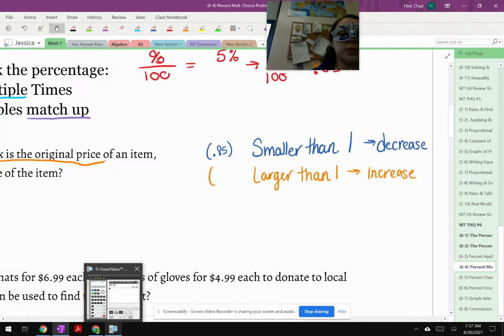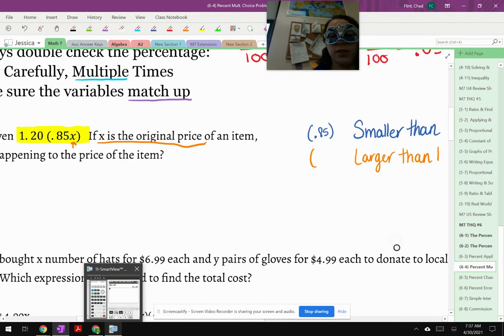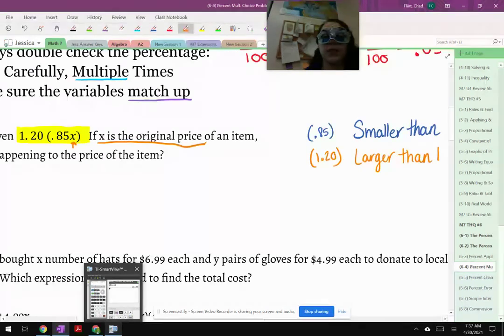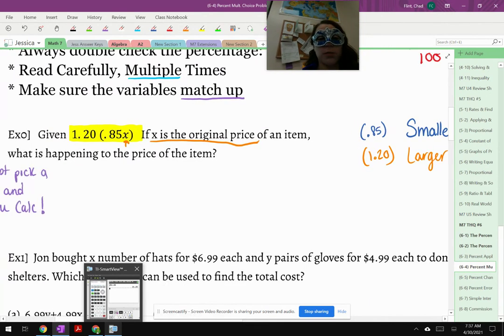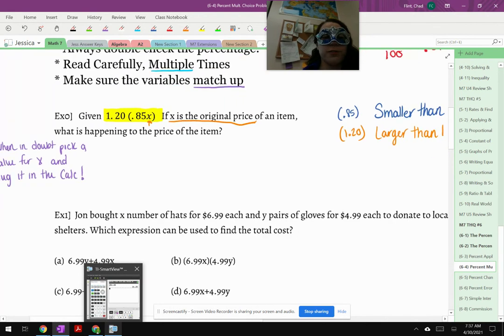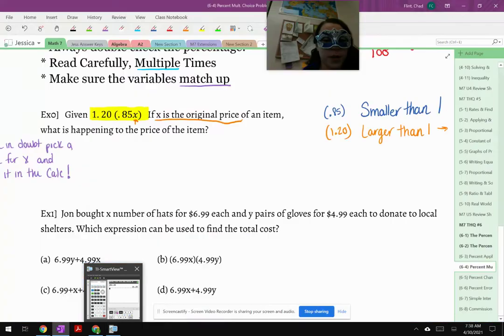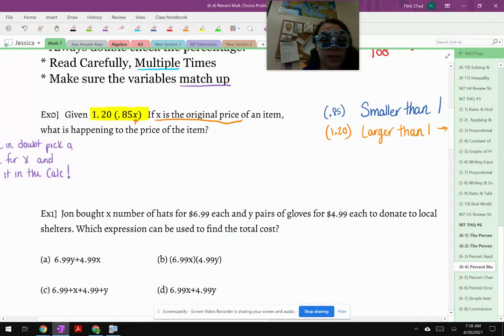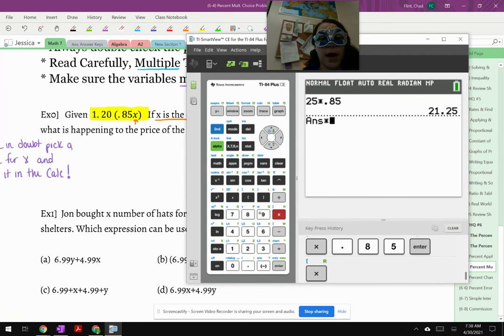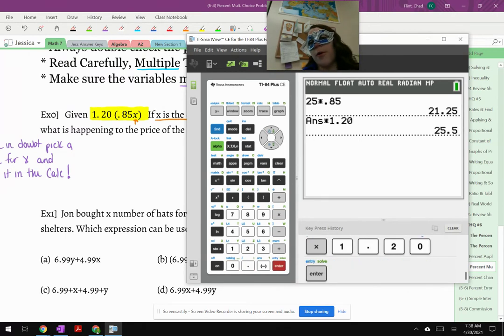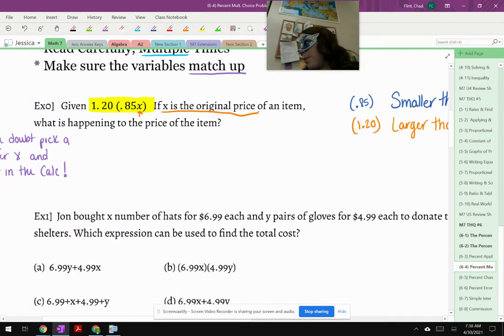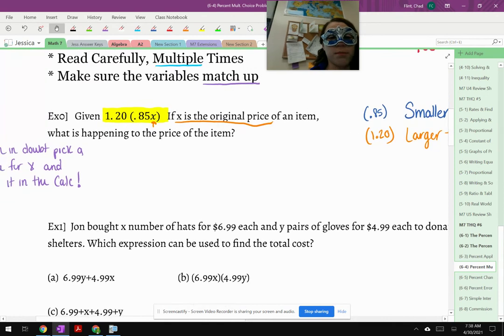What if you were dealing with something exactly equal to 1? Something exactly equal to 1 doesn't change anything because 1 times anything is itself. And now we can go forward with that again. If we take this number and now multiply it by the 1.20, you better believe, look at that, we're going to end up with a bigger number than what we started with. So what is happening to the price of the item?